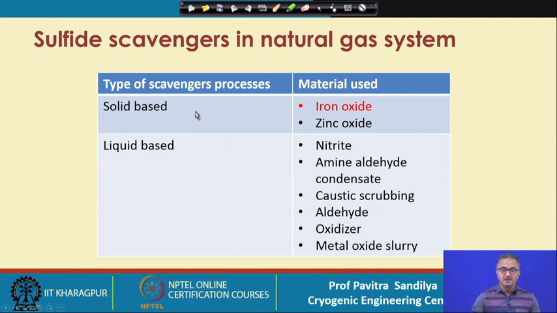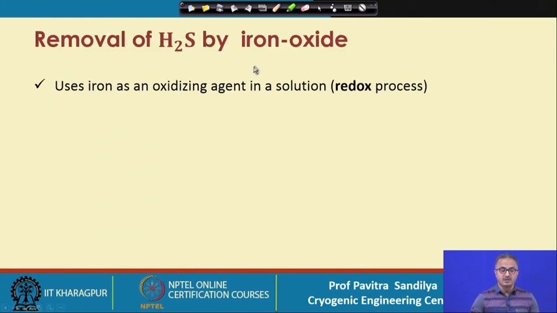Now here we have a few scavengers. Some are solid based, some are liquid based. So in solid based we have iron oxide, zinc oxide, and in liquid we have all these scavengers. Among all these scavengers, iron oxide is the most common, and for this iron oxide a redox reaction takes place, and this is the reaction with the iron oxide, and we find that it reacts with the H2S to give this FeS2, which precipitates, and we have water and hydrogen.